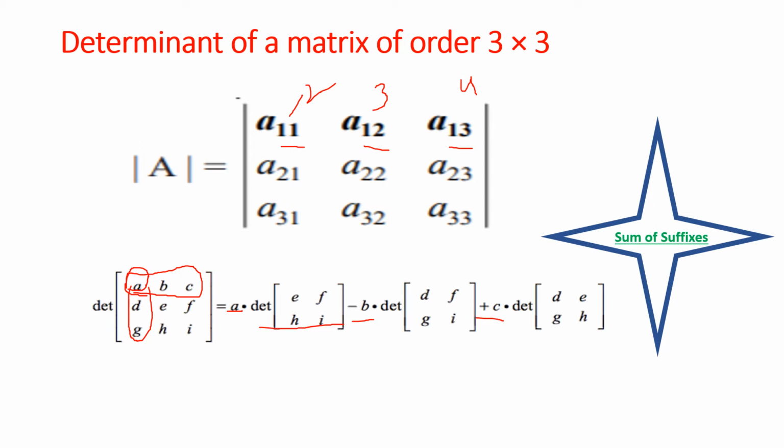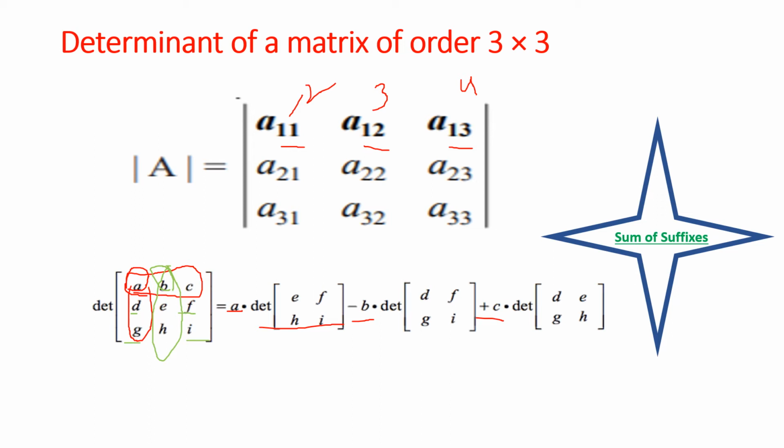Similarly, when we are taking the second entry B, you have to fix this column again. So what is left? D, F, G, I.